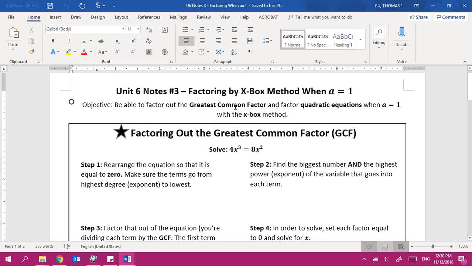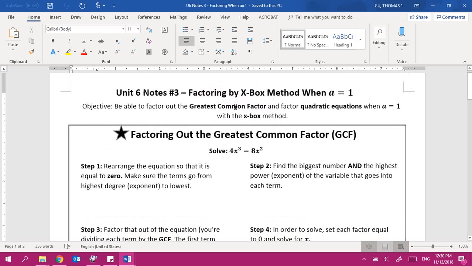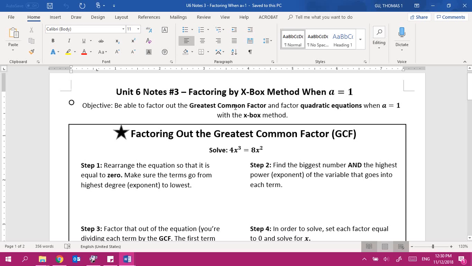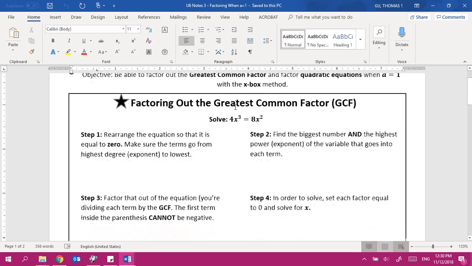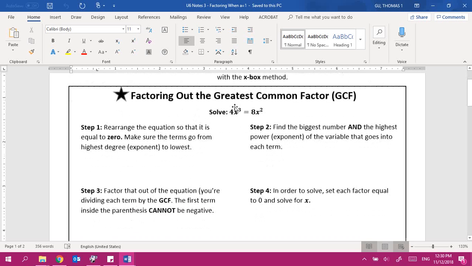Alright guys, so today Unit 6, Notes number 3, that's factoring by the X box method when A is equal to 1. So we need to know how to factor out the greatest common factor and also factor quadratic equations when A equals 1 with the box method. So first, before we can do any factoring, we need to know how to factor out the greatest common factor. So that's what we're going to do first.